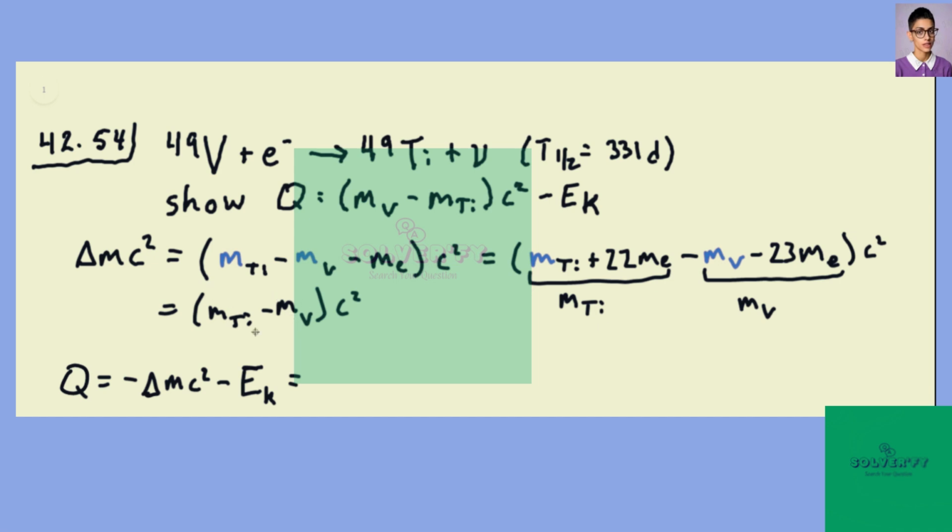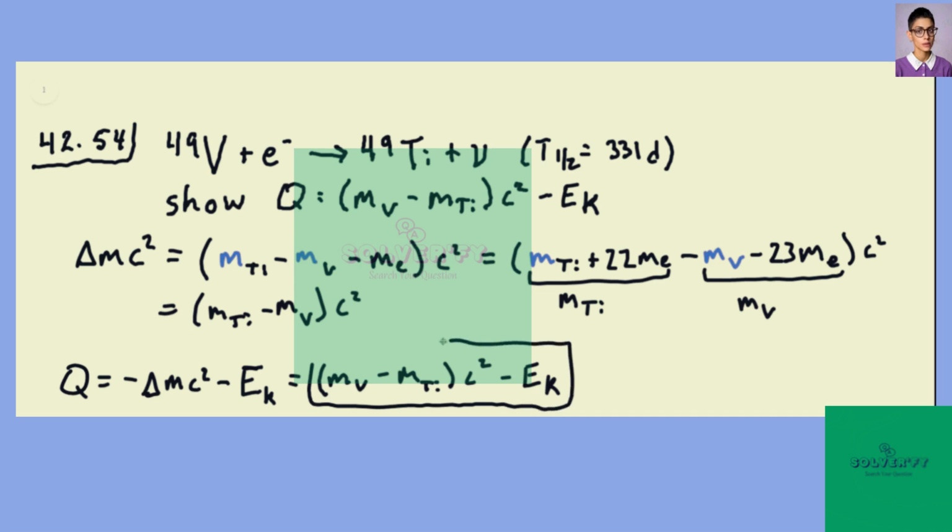And so then just putting this in, we get the mass of our vanadium atom minus the mass of our titanium atom times c squared, minus the binding energy of this K-shell electron that we needed to borrow, and thus leaving the titanium in an excited state. And since this looks exactly like what we needed to find, we're done.